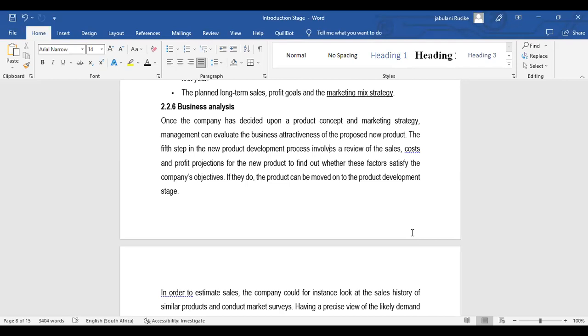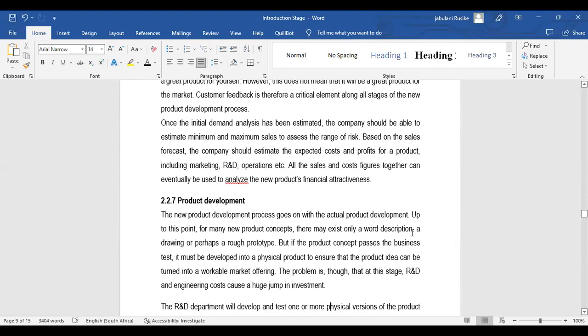Is this product going to be feasible? Am I going to break even? Am I going to get a profit? Because being accepted in the market is not enough if I'm not going to get profits. So you do a business analysis just to ascertain if indeed you're going to make a profit out of that product. Once that product is going to make profits for you, then you can now develop the product, which is our next stage, product development.